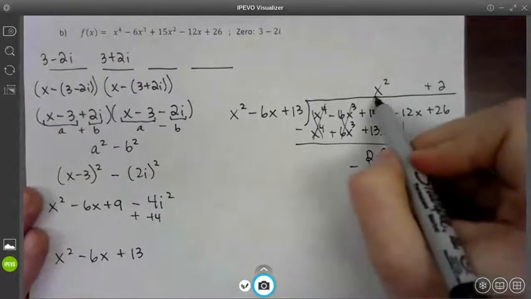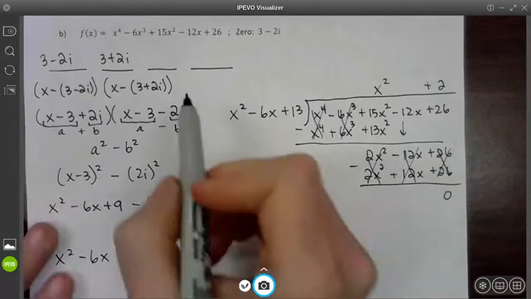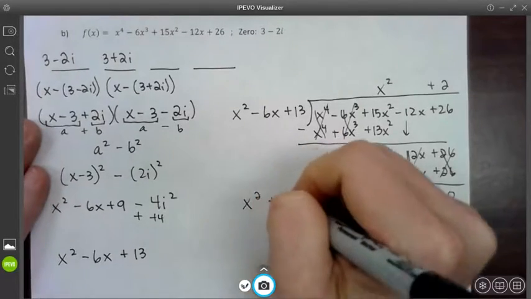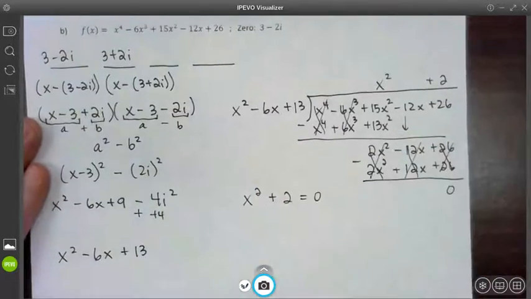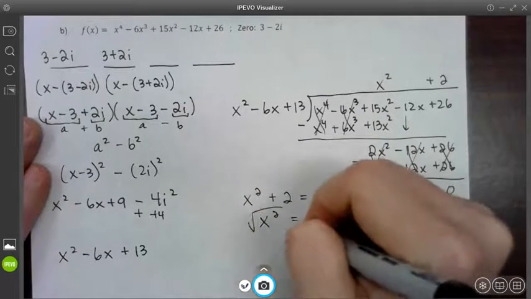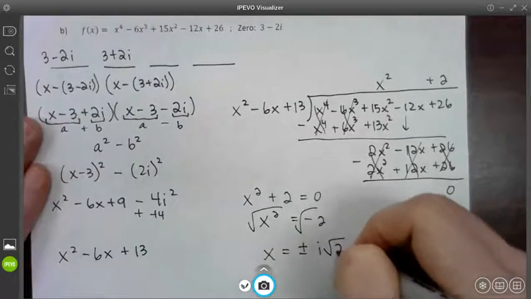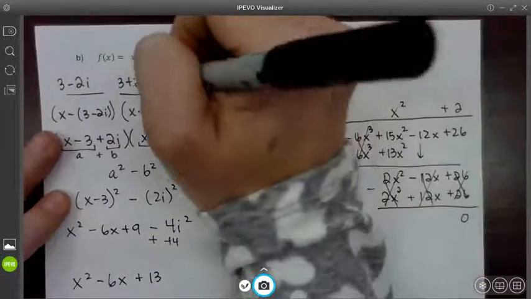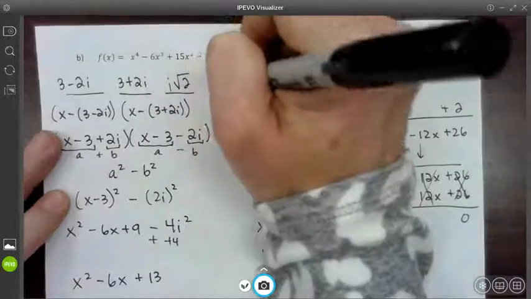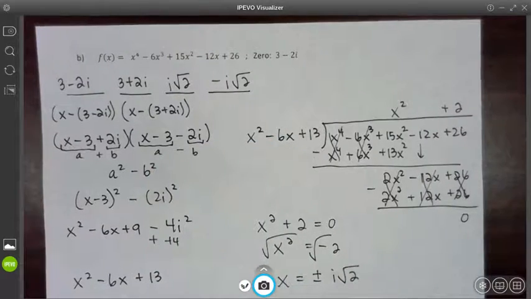All right, so that leaves you with this degree 2, this quadratic that we could then set equal to 0 and solve for our remaining 2 zeros. All right, so at least it's an easy one. X squared plus 2, set it equal to 0. I'm going to minus 2. I'm going to take the square root, and x equals plus or minus i root 2. So now I know positive i root 2 is my third 0, and negative i root 2 is my fourth 0 to this degree 4 polynomial function.